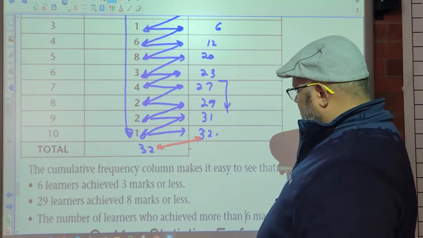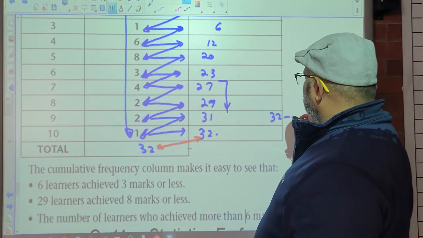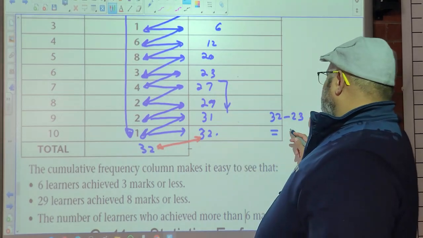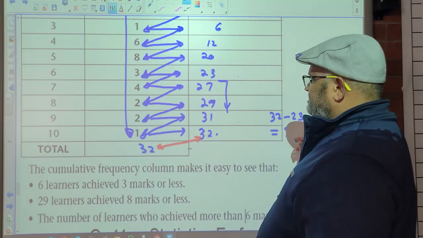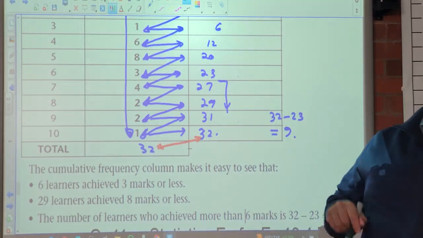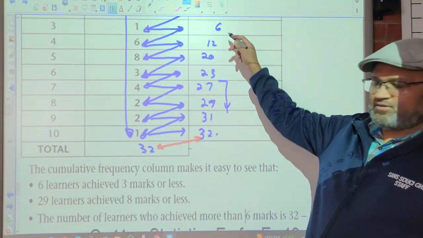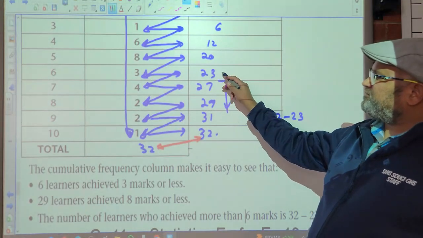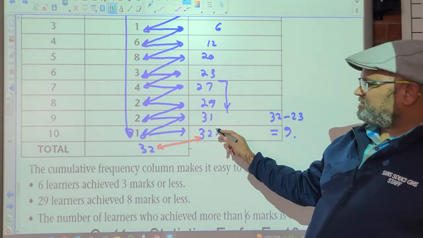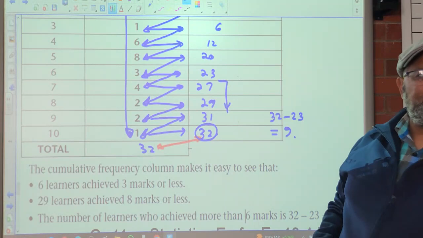More than 6. It's going to be the total number, which is 32 minus 23. Can you see that? Which is 9. Did you see that, people? Why are you shaking your head? Don't you understand? You understand if it's 6 or less? Okay? So if 23 people got 6 or less, how many people got more than that? Which is the total number minus the people that got less. Yeah, makes sense?